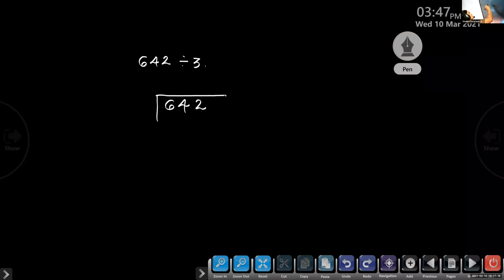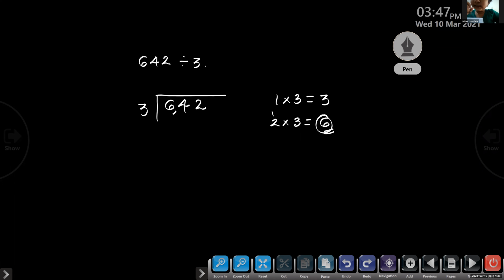Okay. So, first we can take 6. 6 is greater than 3. So, we can divide 6 by 3. For that, please write the table. 1 3 is 3. 2 3s are 6. We got the dividend over here. What will be the quotient? Quotient 2. You can write 2 here and 6 here. Next step is subtract. 6 minus 6? 0. Bring down 4.